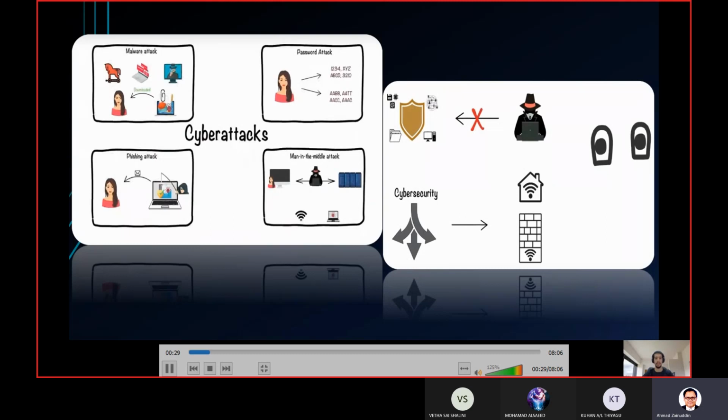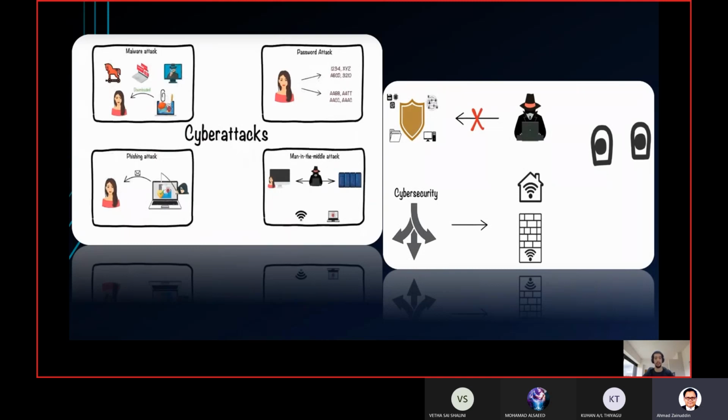So let's take a look at the various cyber attacks that users could be exposed to. One of the most common types of cyber attack is a malware attack, like a Trojan, adware, or spyware. This can happen by downloading a suspicious attachment online. By that, the user's system could get corrupted by a malicious virus embedded within the attachment.